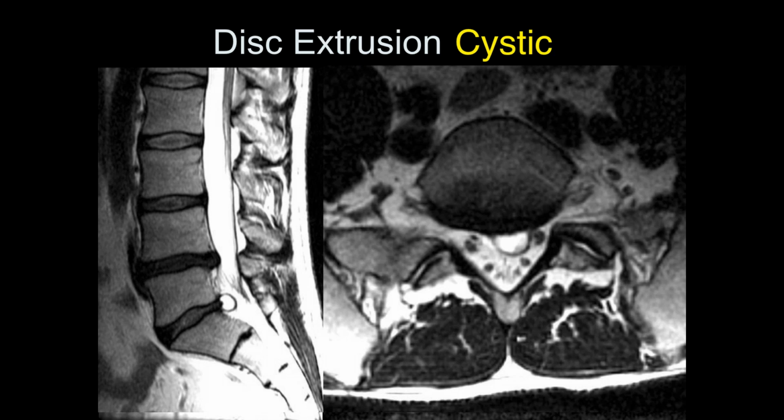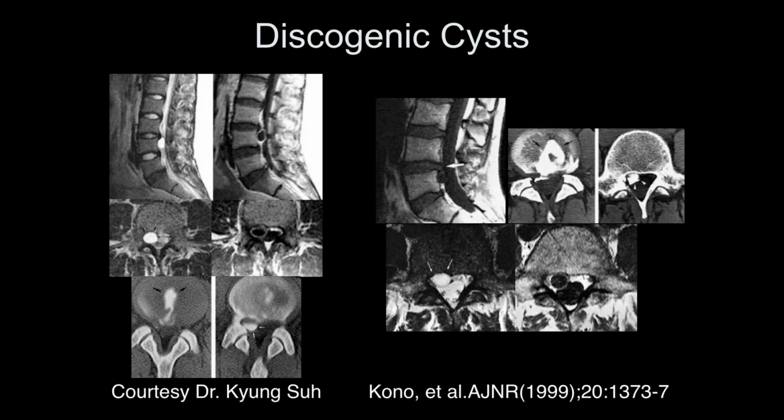Okay, so we'll continue here. So you can get cystic extrusions that look like this. Whether it means it's only fluid in it or whether it's just highly hydrated nuclear components, I don't think really anyone knows. I think they're treated as any other focal disc extrusion.